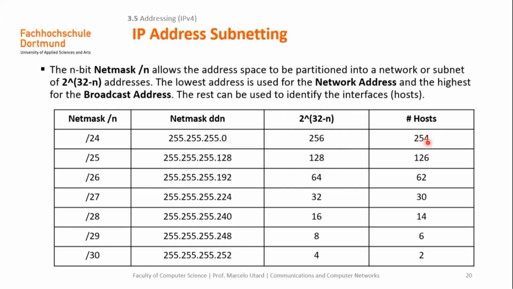Why could we assign only 254 hosts, and not 256? Because the lower address of this range and the higher address of this range are used as the network address and the broadcast address. And in that way, we could calculate for different net masks how many hosts we could address using each of those net masks.